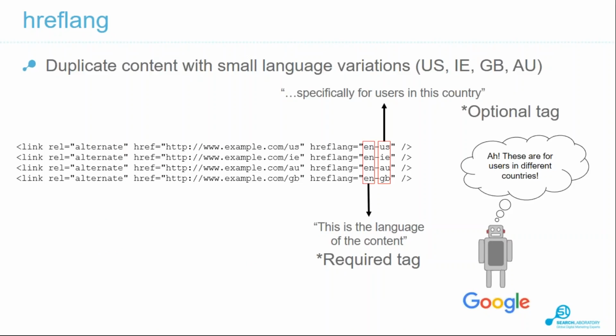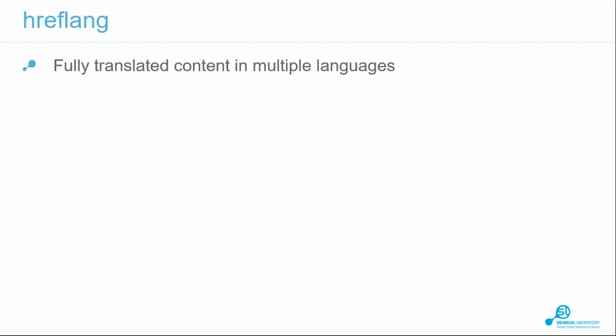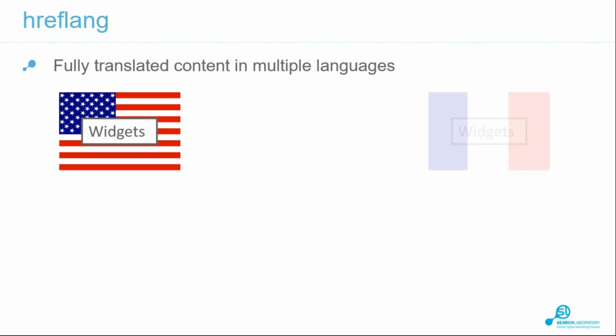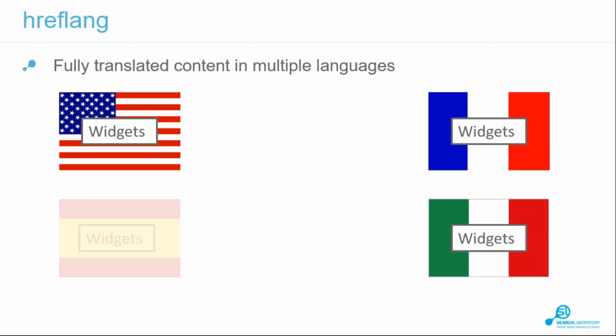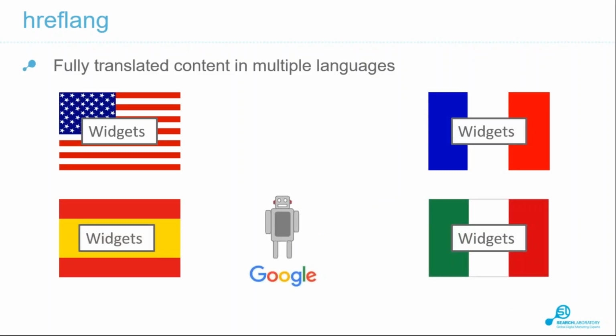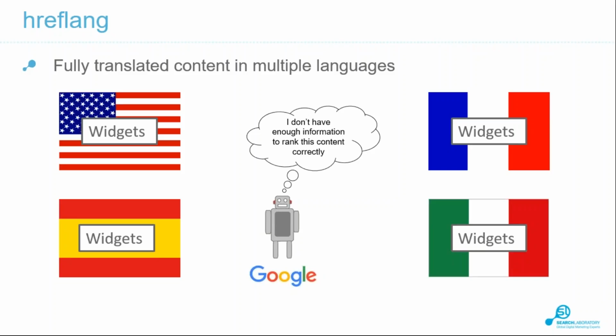What we need to do in this case is use this optional country tag to say one's for the US, one's for Ireland, one's for Australia, and one's for the United Kingdom. Another example where this would be used is using fully translated content on our website, simply in multiple languages. So we have our American English, French, Italian, and also Spanish content. Googlebot in the middle, perhaps not having enough information to rank this content correctly.